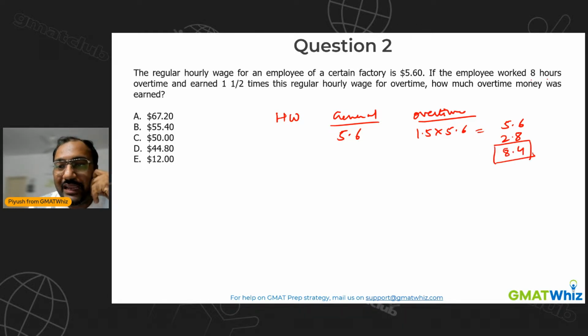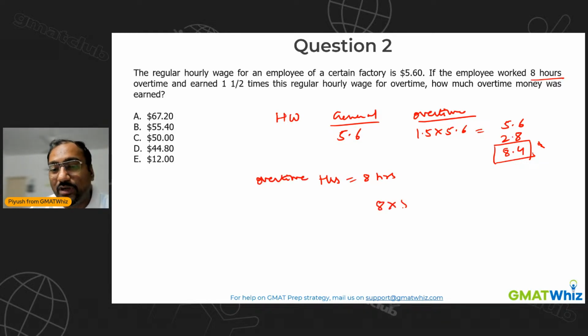And he works for 8 hours overtime, so you don't even have to worry about getting the number of hours. Overtime hours is 8 hours. What is the total money that he makes in overtime? You just have to multiply these two. Honestly, I did not even do this multiplication. I said 8 eights are 64, so the answer has to be more than 64. The only option which was more than 64 was 67.2.